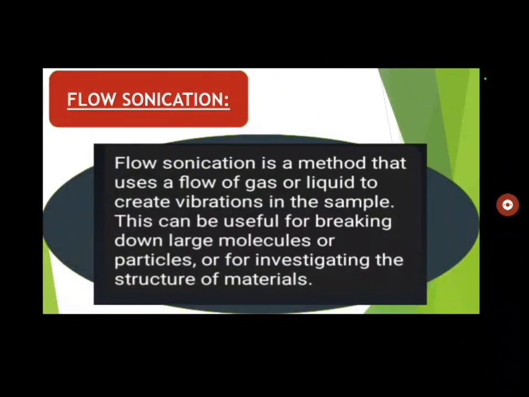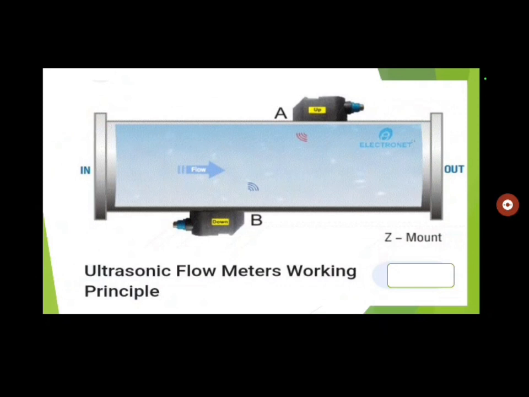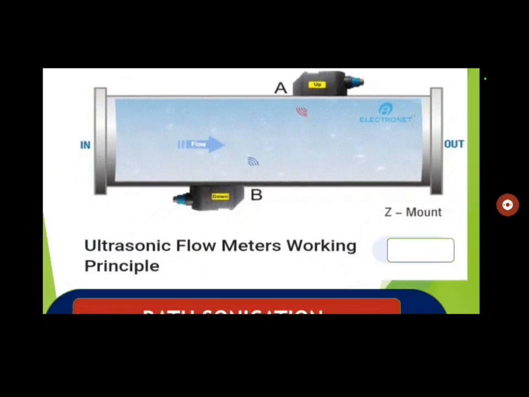Now the second type is flow sonication. Flow sonication is a method that uses a flow of gas or liquid to create vibrations in the sample. This can be useful for breaking down large molecules or particles or for investigating the structure of materials. Here is a picture of the flow sonication process.